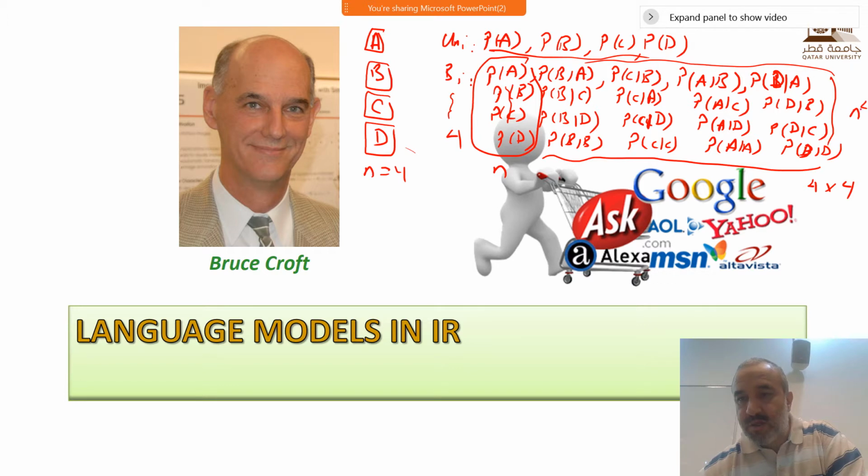So to build a unigram language model over n words, we need n probabilities, right? N enters in the probability distribution. For a bigram, we need n plus n squared. For trigram, n plus n squared plus n cubed, and so on. Okay. Any question about this?